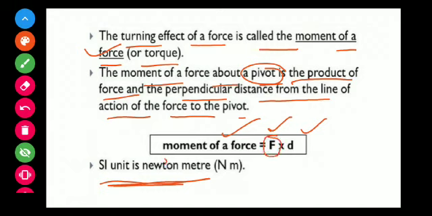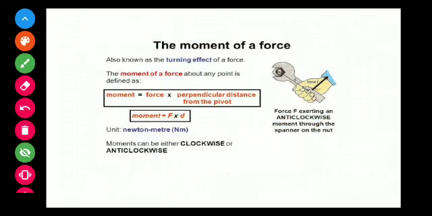The unit of force is Newton and the unit of distance is meter. Therefore, the SI unit of moment of force, or we can say the SI unit of torque, is Newton meter, because this is the product of force and perpendicular distance. Next, this is your example. This is your applied force and this is the perpendicular distance, because in this case the applied force is perpendicular to this line of action and axis of rotation. This is the axis of rotation.